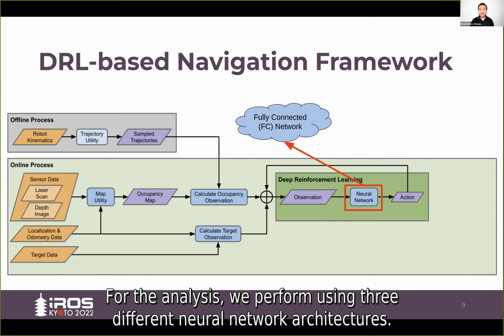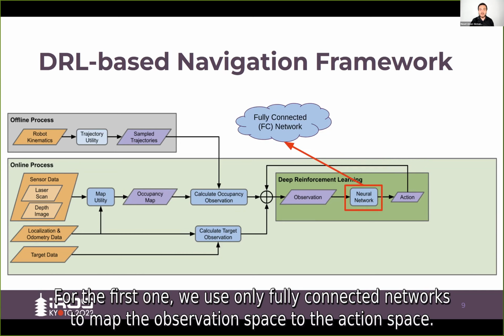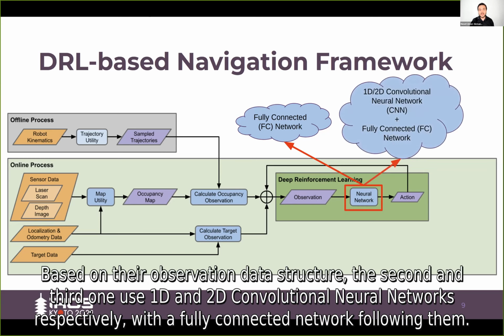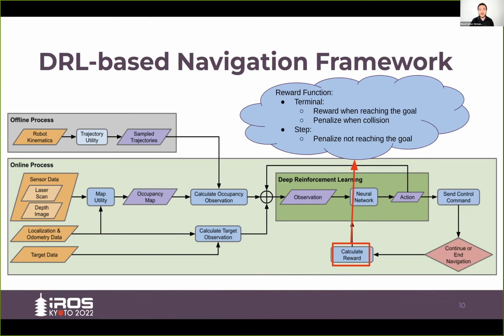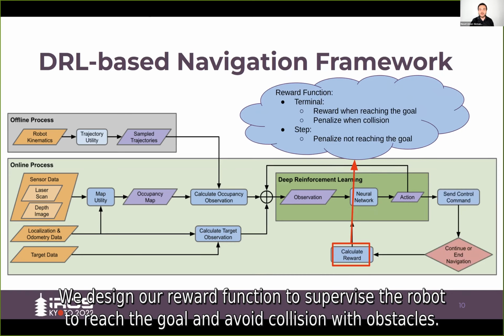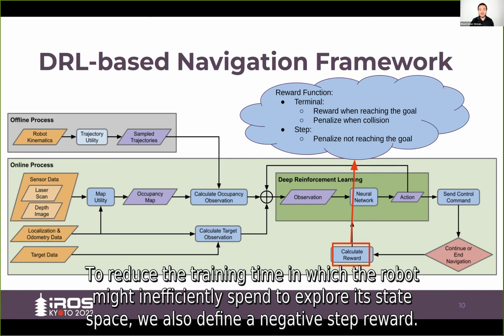For the analysis, we perform the training using three different neural network architectures. For the first one, we use only fully connected networks to map the observation space to the action space. Based on the observation data structure, the second and the third one use 1D and 2D convolutional neural networks respectively, with a fully connected network following them. We design our reward function to supervise the robot to reach the goal and avoid collision with obstacles.